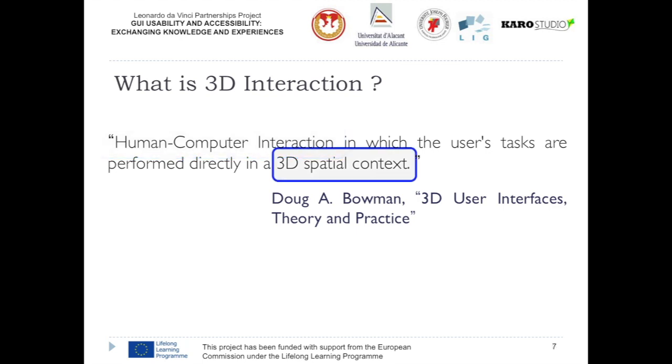The second group of words is spatial context. Here we go beyond the WIMP context. So WIMP means Windows, icon, menus, and pointer, for manipulating spatial and three-dimensional data like 3D points, 3D lines, or 3D volumes. The last word is directly. The challenge of 3D interaction is to manipulate directly the 3D data, not with console commands, buttons, or text, but directly selecting, translating, rotating, and scaling the 3D data.